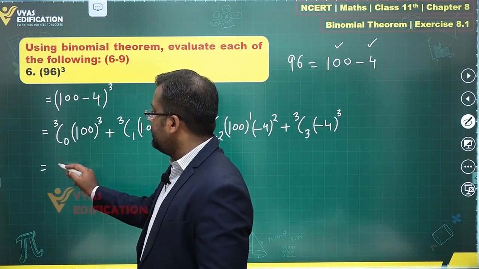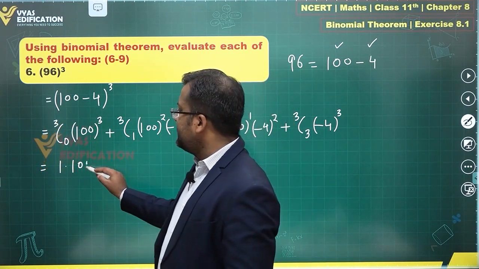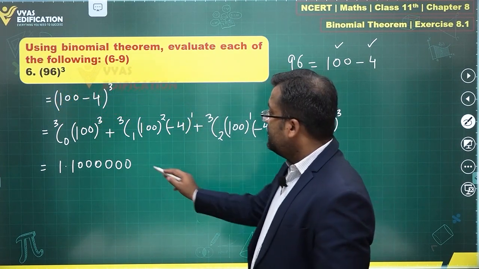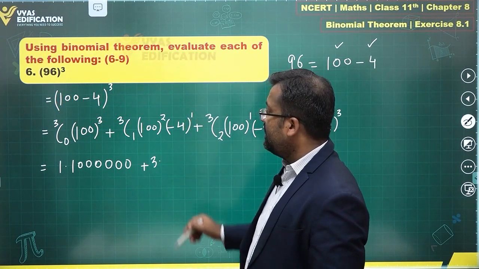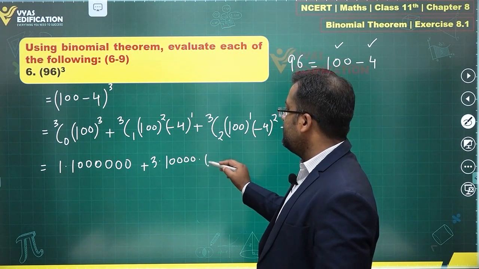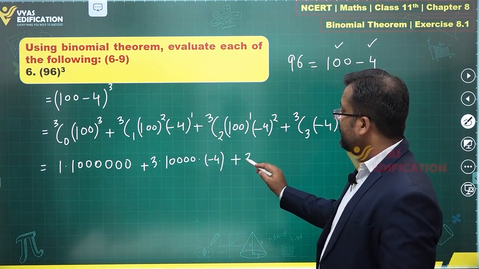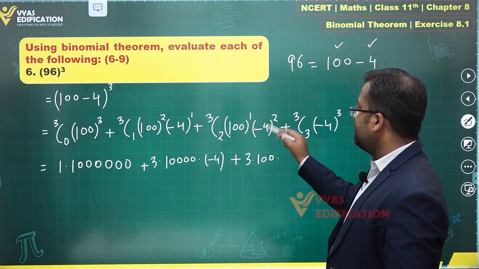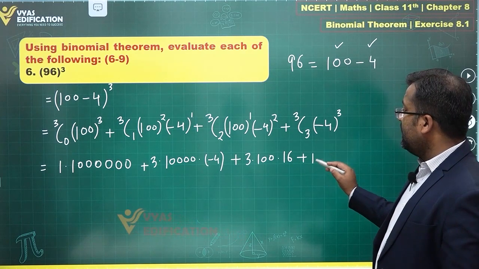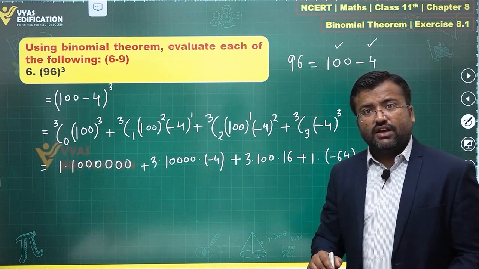This is 3c0, which is 1. This is 100 power 3, which is 1 followed by 6 zeros. Then this is 3, which is okay. This is 100 square, which is 1 followed by 4 zeros, and you have a minus 4 in the product. Plus 3c2 is again 3 times 100 times minus 4 square, which is 16. What is 3c3? This is 1. And what is minus 4 cube? This is minus 64. That's what you have.